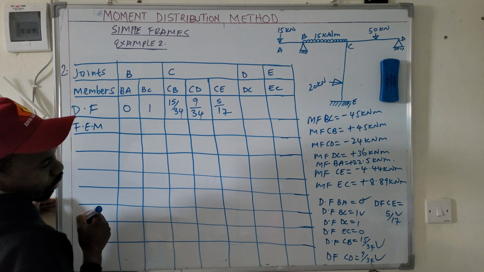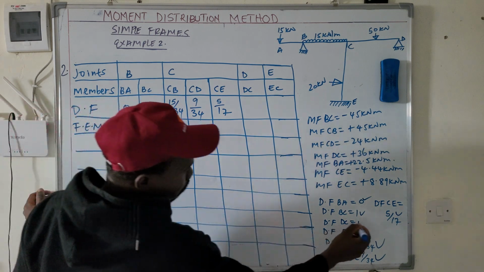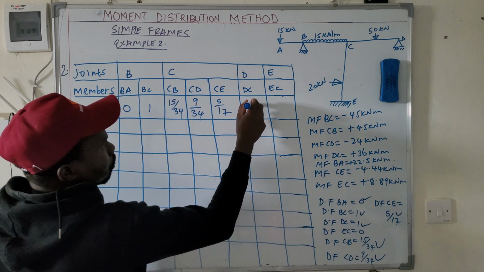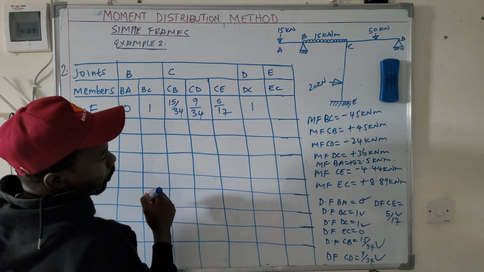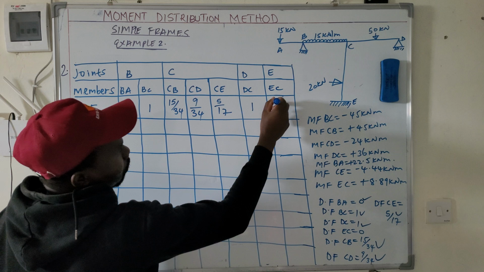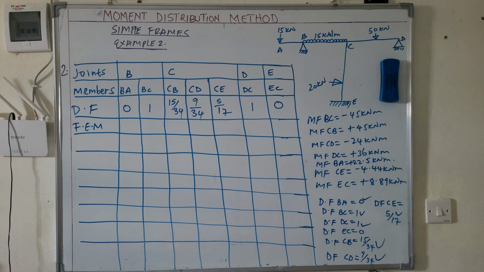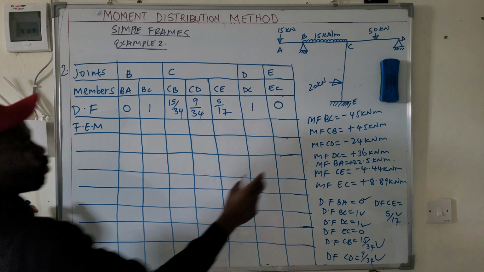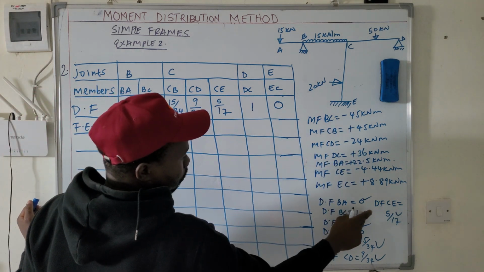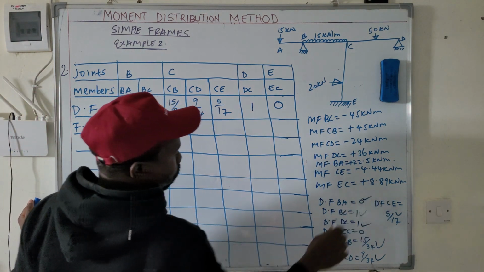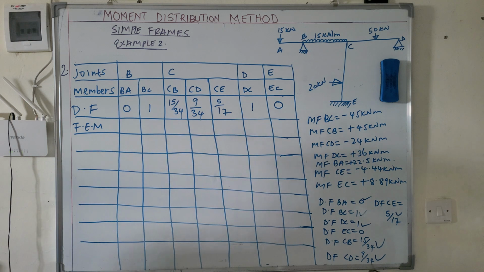Then DC, 1. Then EC, 0. Having done so, we proceed to fixed end moment. Again, we have calculated our fixed end moment. This is our fixed end moment. So we fill our table with what corresponds to members.